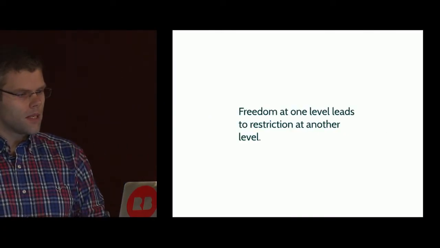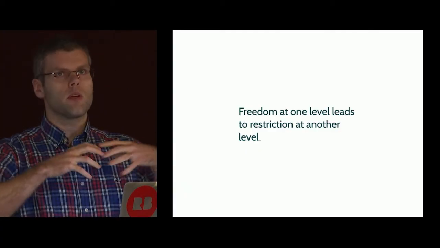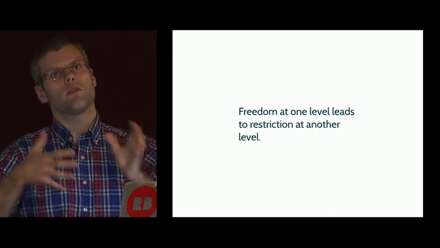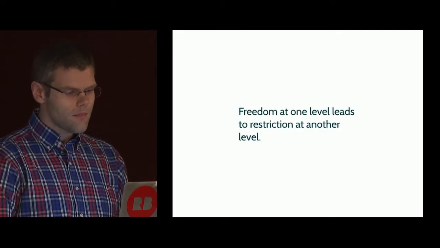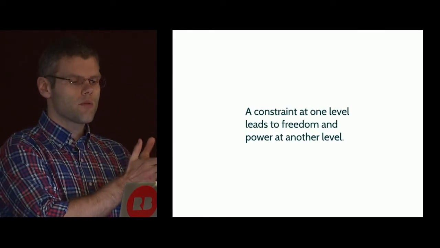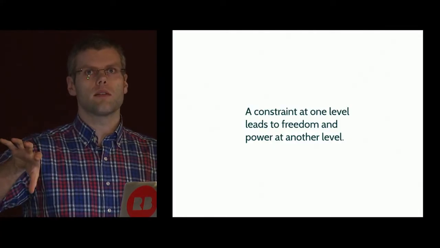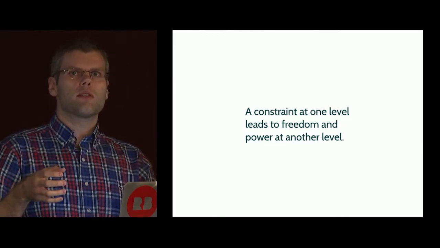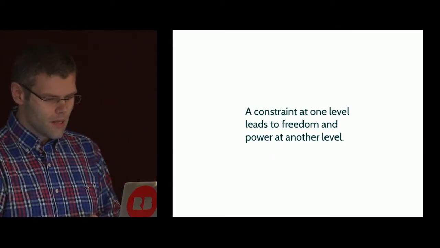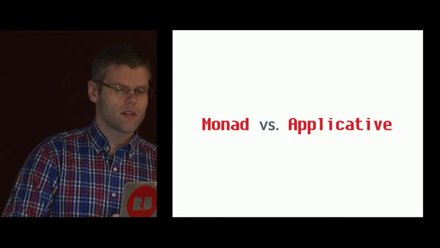But I want to say that in general, if you introduce a freedom at one level, then that leads to restriction further down the line at a different level. And this works the other way around: if you constrain something upstream, then that leads to freedom and power further down the line, because once something is very constrained, you can reason more about what that could possibly be. Okay, so let's take some examples. For example, monads versus applicatives.